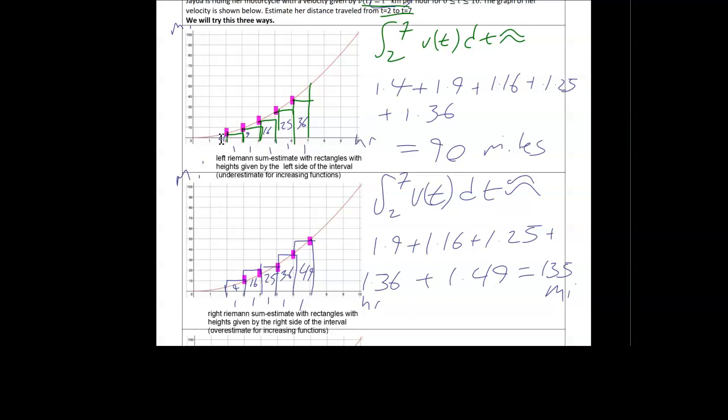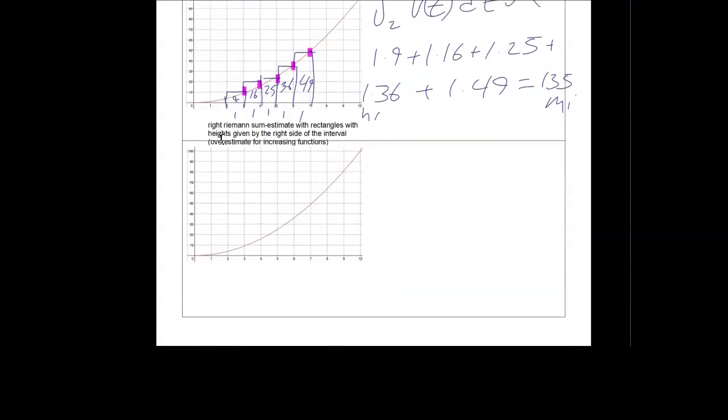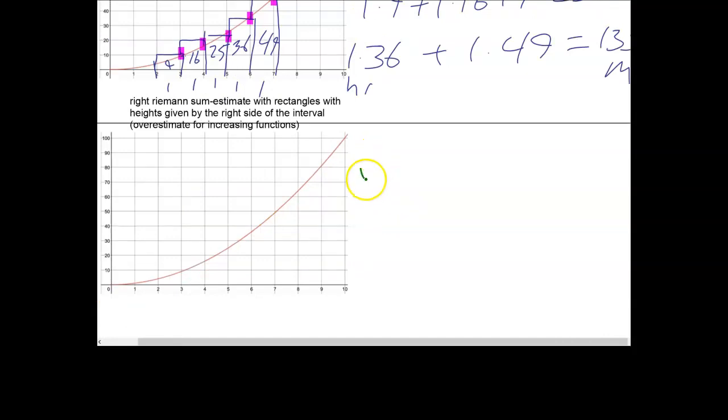This, by the way, is how your calculator does it. I'm going to show you how to do that in a future lesson. But it's not the only way. In fact, I can show you a more precise way, and that's going to be our third method. So let's still use that same integral. It's going to be the integral from 2 to 7 of v of t dt.